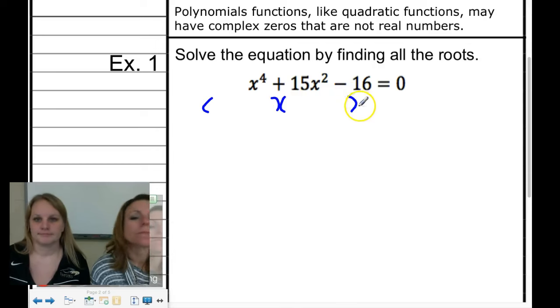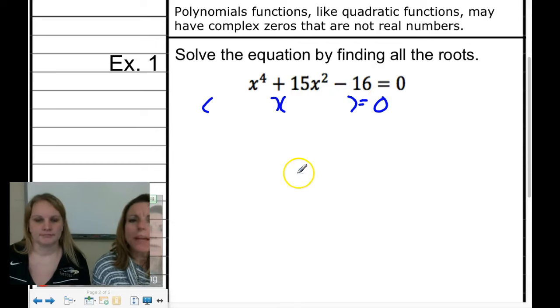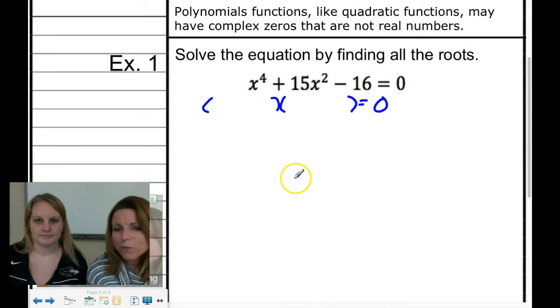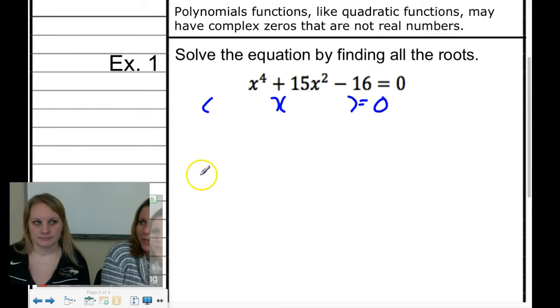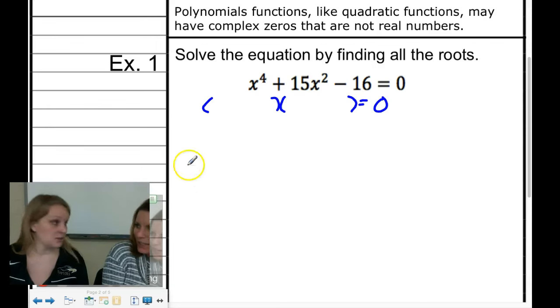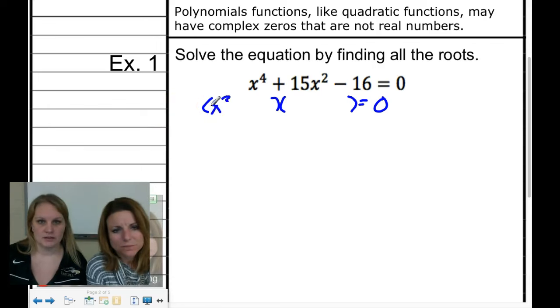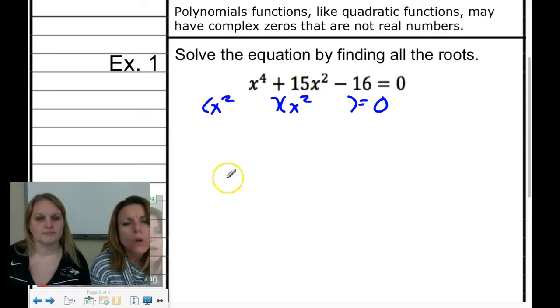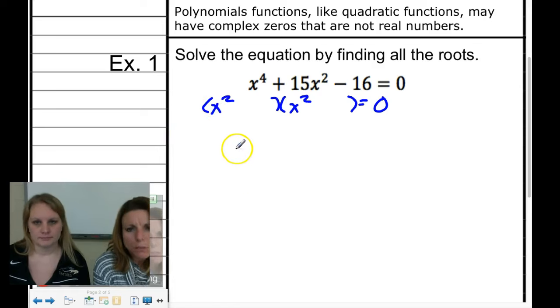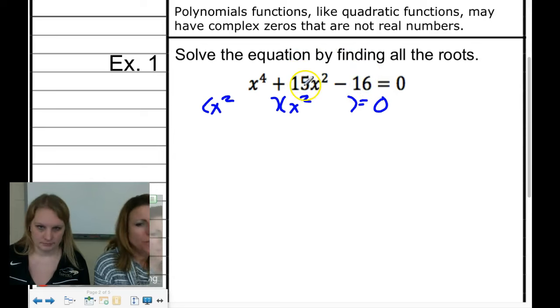Equals 0. Normally we write x and x, but the first term is x to the 4th. So what 2 variables multiplied together give us x to the 4th? X squared and x squared. Exactly. Put those here and here. Now what 2 numbers will multiply to negative 16 and add to 15?